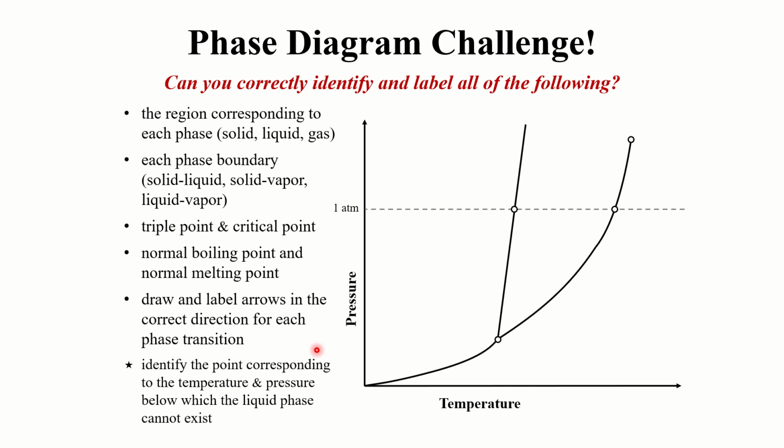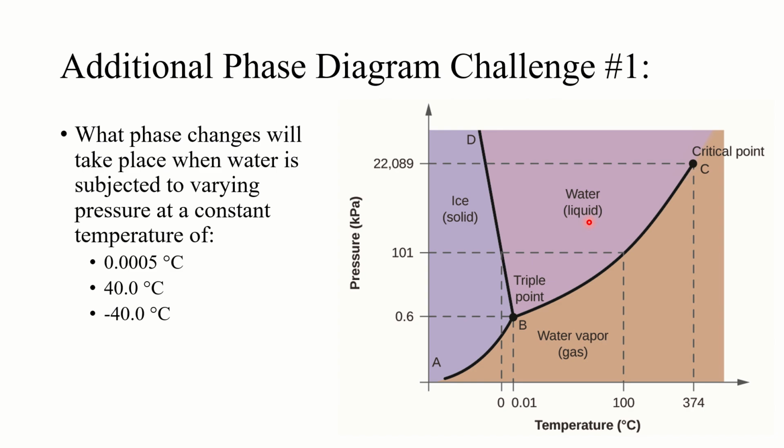Last thing to note is to identify the point corresponding to the temperature and pressure below which the liquid phase cannot exist. Okay, so breaking these down, this would be solid, liquid, gas. Phase boundary, we have our solid to liquid phase boundary, our solid to vapor, and our liquid to vapor. We have our triple point here and our critical point here. We have our normal melting point here and our normal boiling point here. And then again, make sure you know the phase transitions and be able to draw and label arrows on these diagrams.